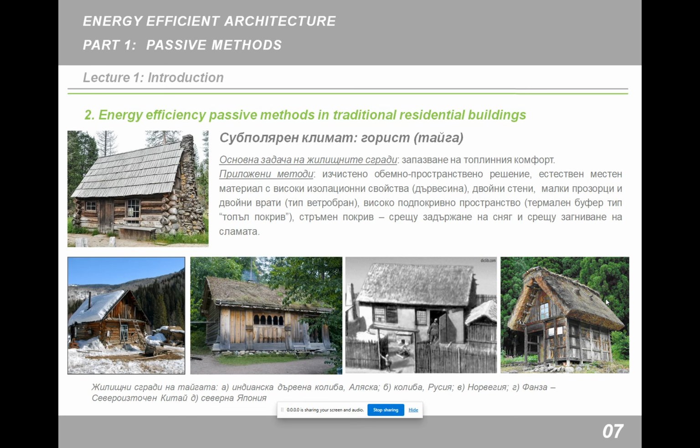So the passive methods used in buildings in that climate zones are clear volumetric design, natural local building material, timber, which has high isolation properties. Many of that buildings are built with double walls, which has an air gap between them.